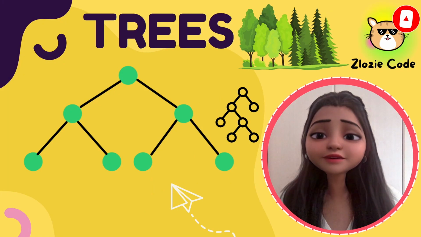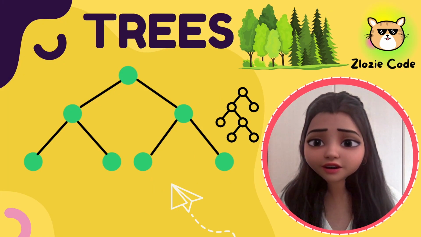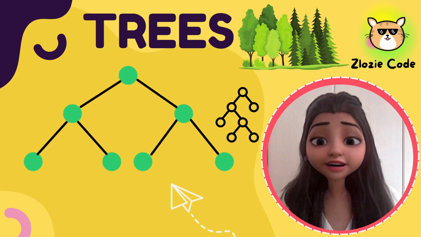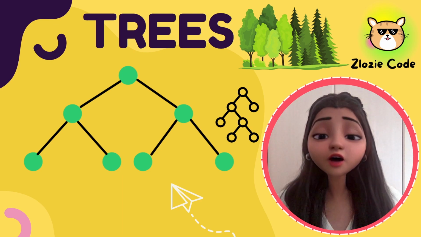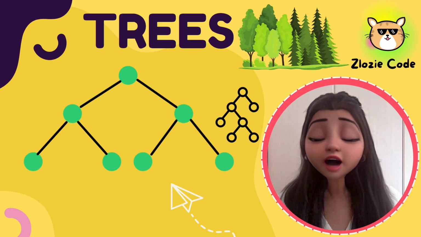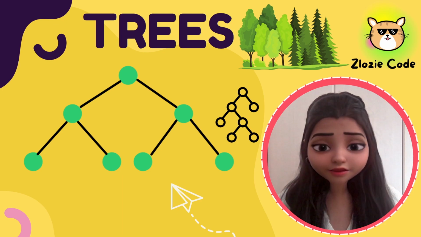Now, let's branch out into trees. So trees are hierarchical structures with a root, branches and leaves. They are used for tasks like representing hierarchical relationships, organizing data hierarchically and implementing search algorithms. Binary tree, AVL tree and B-tree are just a few examples.